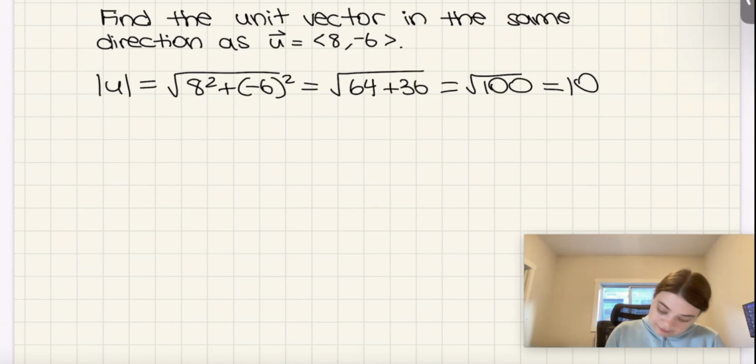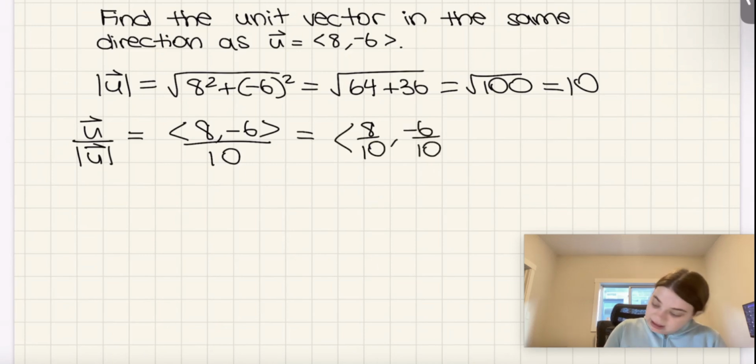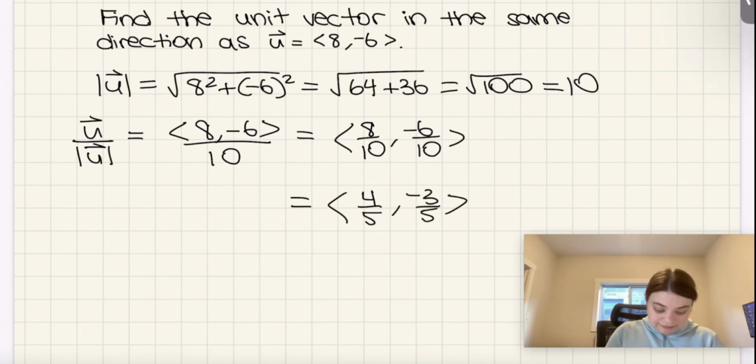So to find the unit vector, we need to do the vector itself over the magnitude of the vector. So that's going to be 8, negative 6 over 10, which is equal to 8 over 10, comma, negative 6 over 10. And we can simplify that to 4 fifths, comma, negative 3 fifths. And there we go. There is our unit vector there.